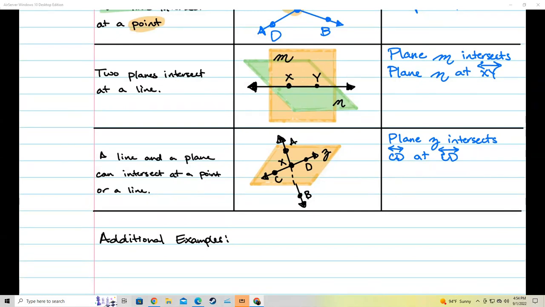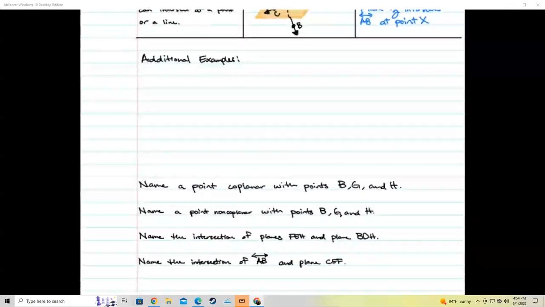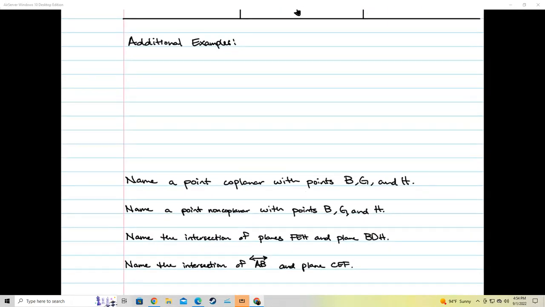So point X. We're going to say that plane Z intersects line AB at point X. All right, that takes care of our table for the first three examples. We're going to need some additional examples down here. Take your time, press pause and copy this down. I'm going to assume you already did that and just move on.